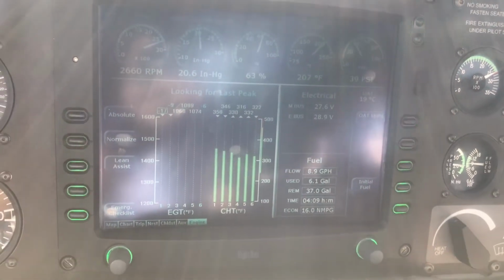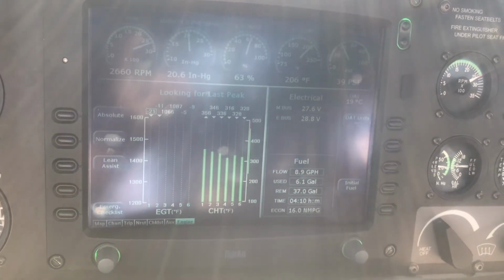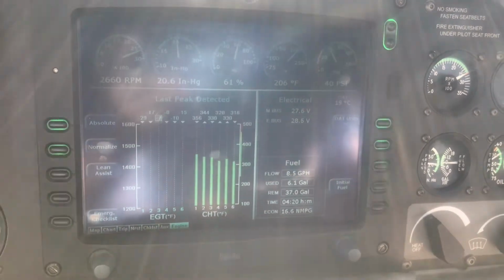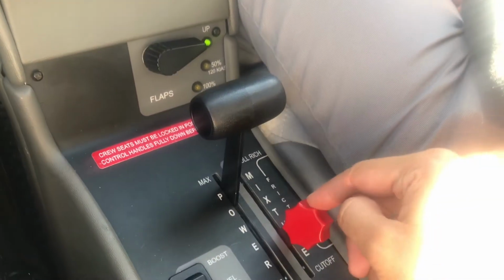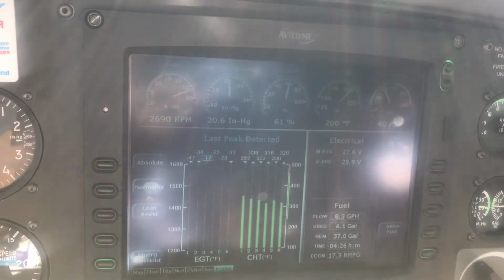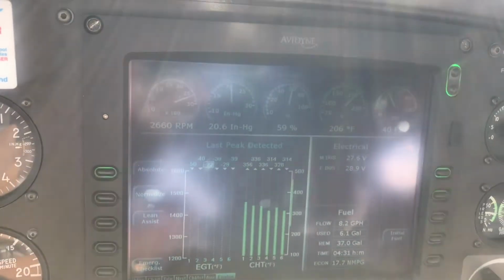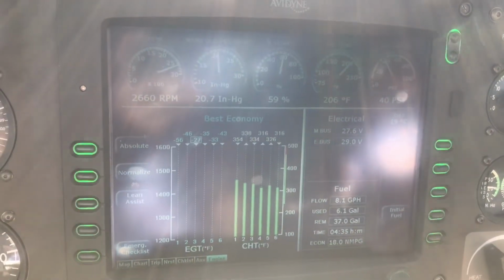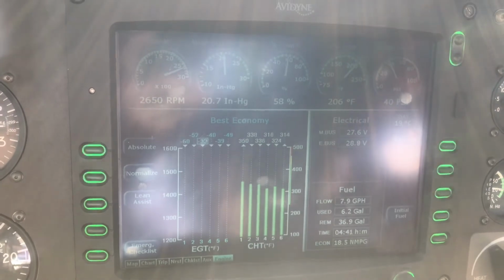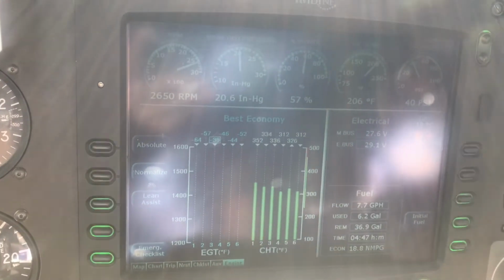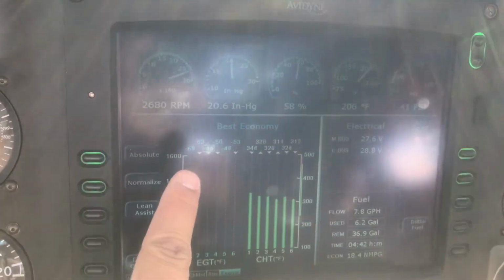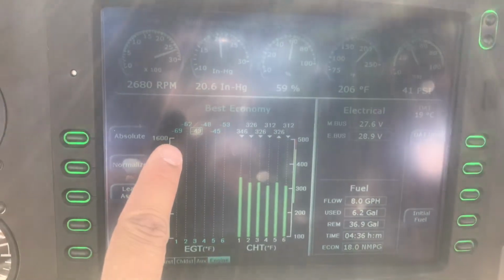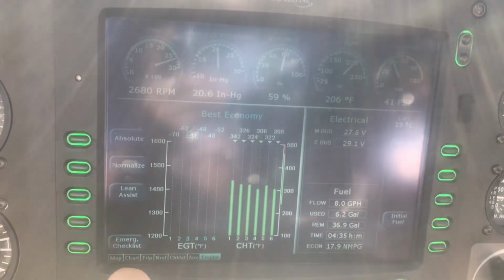So the system is continuing to look for the last peak. And there it is. Now, from now, we won't enrich the mixture. We will continue to lean until the system will give us the best economy. There you go. See that? So now we reach the best economy, and that will put us in about 50 degrees cooler than the peak. Now you get it?